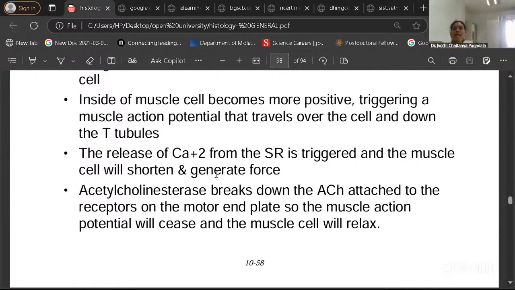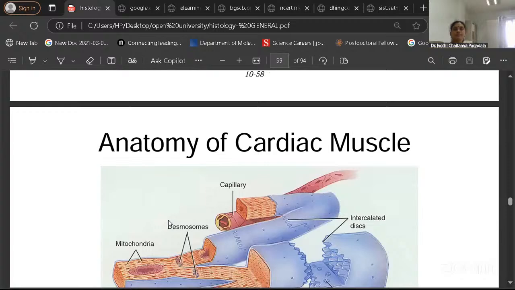The release of calcium ions from SR is triggered and the muscle cell will shorten and generate force. The acetylcholinesterase breaks down the acetylcholine attached to the receptors on the motor end plate, so the muscle action potential will cease and the muscle cell will relax.